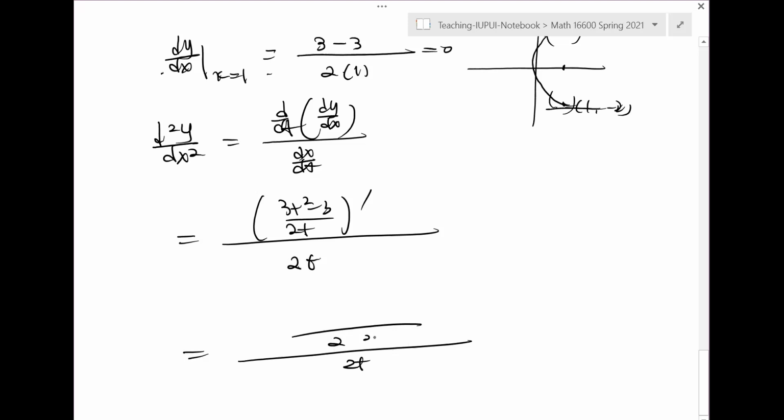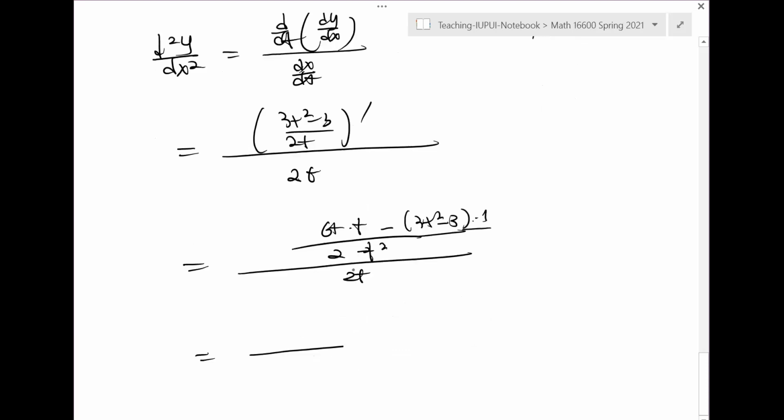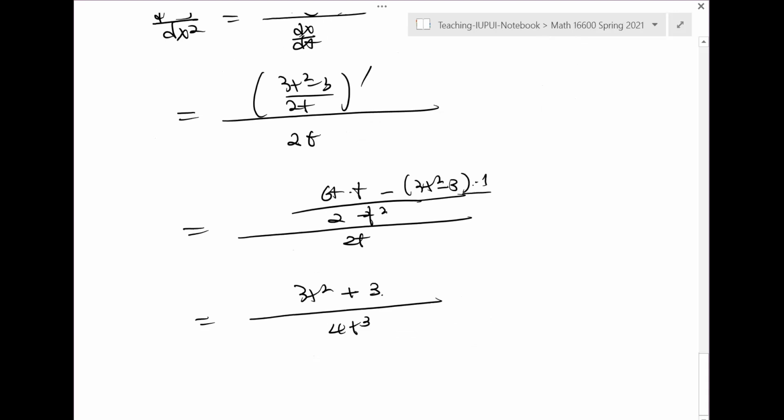So use a quotient rule: keep the denominator constant, t squared, and then differentiate the numerator. That'll be 6t times t minus (3t squared minus 3) times 1, because the derivative is 1. So let's put it here: 4t cubed in the denominator, then 6t squared minus 3t squared minus 3 plus 3. Okay, so that's what we get.